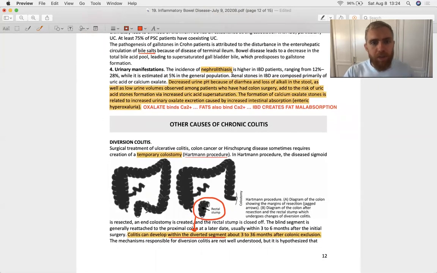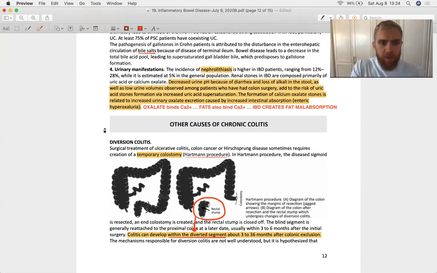Finally, nephrolithiasis, so stones in your kidneys as well. And this is also going to be related to fat malabsorption. Now, you can see two types of stones, and I doubt you'll get questioned on it, but I really want to explain to you why you would get oxalate stones from a GI pathology.